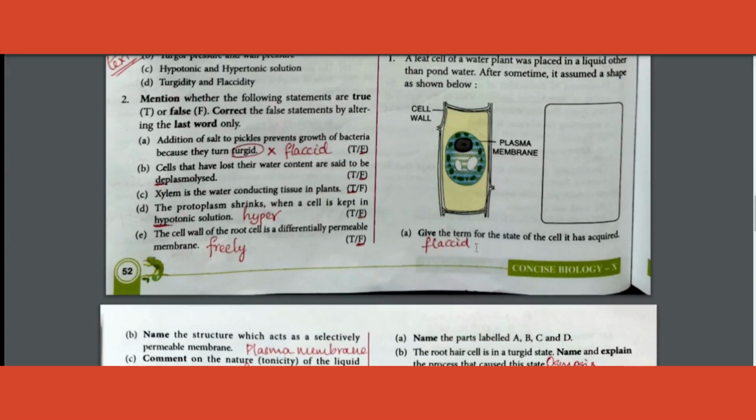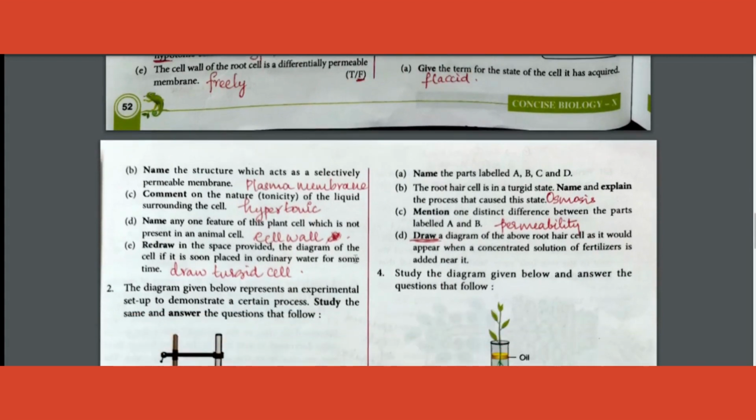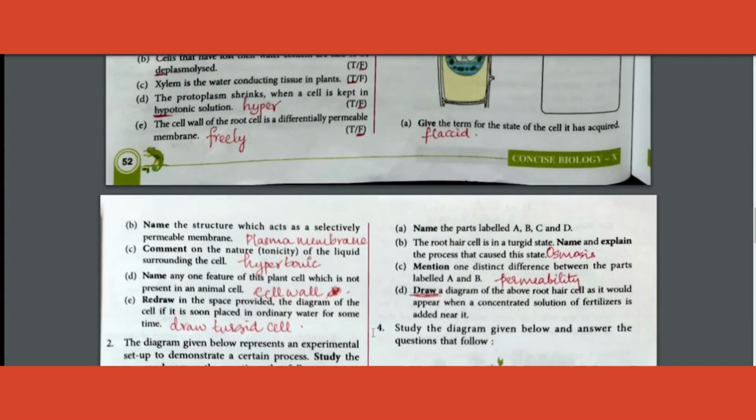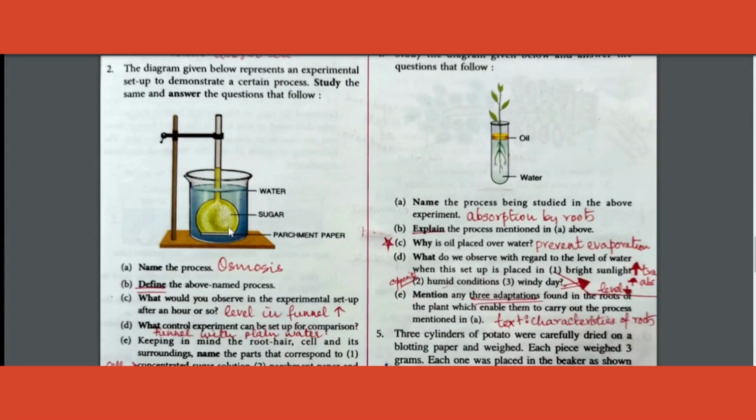Give the term for the state of the cell. You can see it's a plasmolysed cell, therefore what do you call the state of the cell? Flaccid. Plasma membrane, hypertonic, cell wall, then you are supposed to redraw this in a proper cell, you are supposed to draw. Next question, this is as such explained in my previous videos.